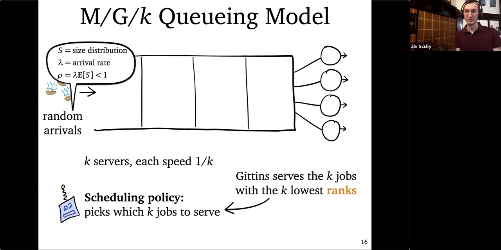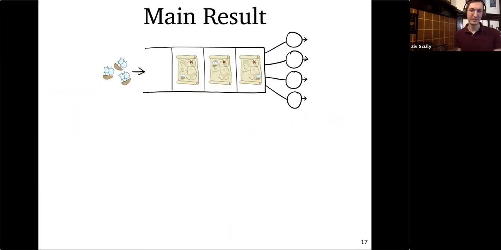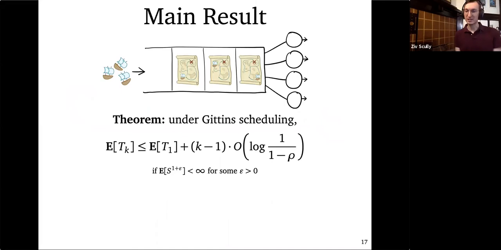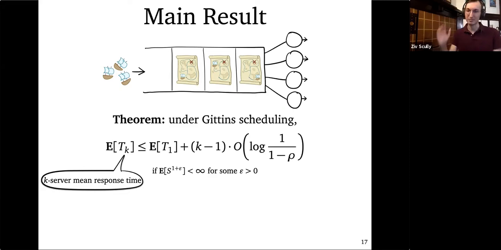When we talk about Gittins in multiple servers, our main result, which is in the title of the talk, says that Gittins is nearly optimal in the M/G/k. Here is the formal theorem statement. It says that under Gittins scheduling, our k server mean response time in an M/G/k is at most the single server mean response time, that is, as if all the servers combined their powers into one big server.